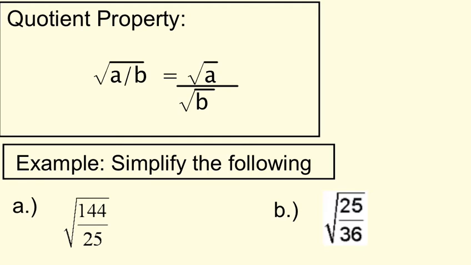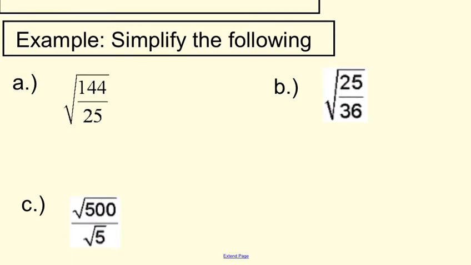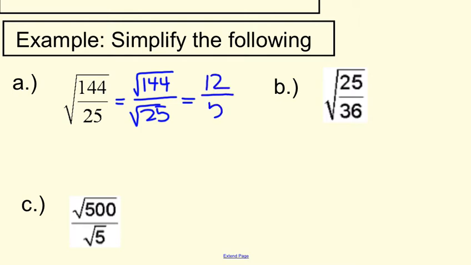So we have this quotient property. All it says is if you have a radical, you can split it up into two separate radicals when you divide. So here's what we're talking about. We have this big radical with a fraction. We can split it up as a separate radical in the numerator and a separate radical in the denominator. And notice those are both perfects. The square root of 144 you probably memorized now to be 12. And the square root of 25 is 5.